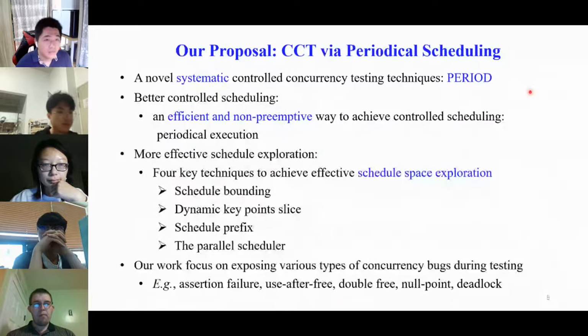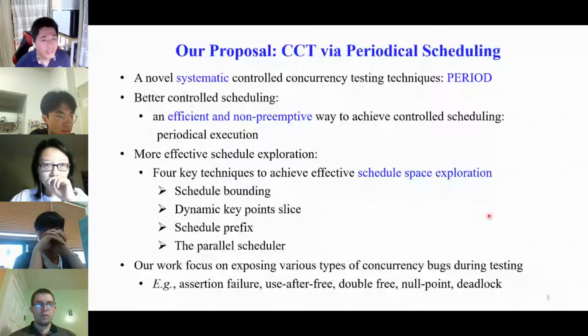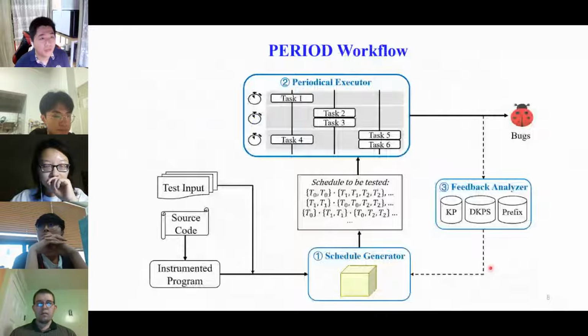To address the aforementioned challenges, we propose a novel systematic controlled concurrency testing technique called PERIOD. It achieves better control scheduling in an efficient and non-preempted way, and it achieves more effective schedule exploration by using 4 key techniques. Let's take a quick look at the workflow of PERIOD, which contains 3 main components: schedule generator, periodical executor, and feedback analyzer.